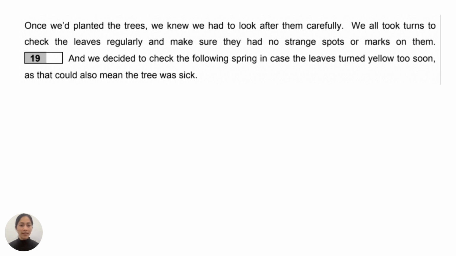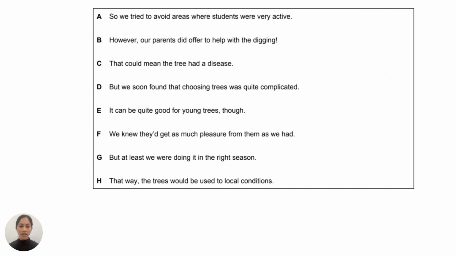Next, once we'd planted the trees, we knew we had to look after them carefully. We all took turns to check the leaves regularly and make sure they had no strange spots or marks on them. And we decided to check the following spring in case the leaves turned yellow too soon, as that could also mean the tree was sick. So it's talking about taking care of the plants, the health of the plants, or the sickness of the plants. So let's look for the option that talks about plant health and sickness.